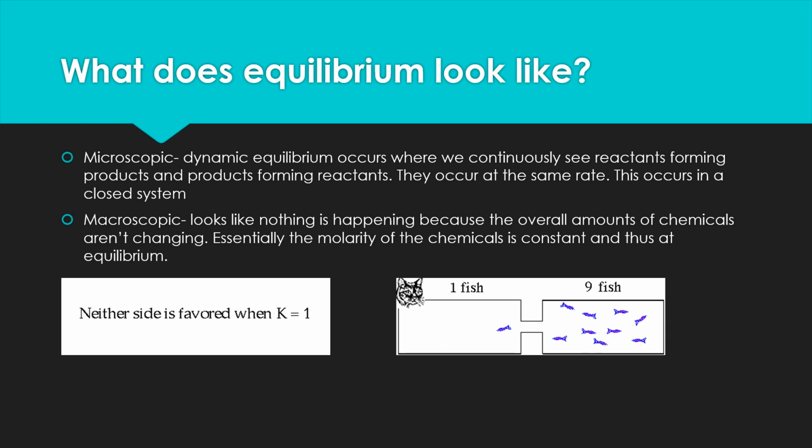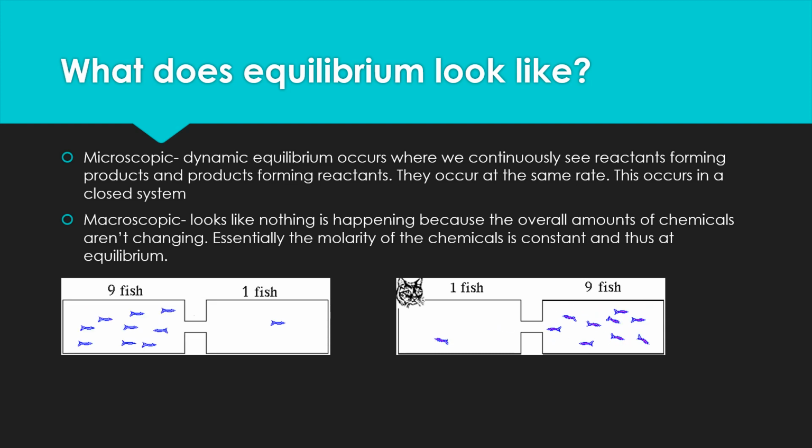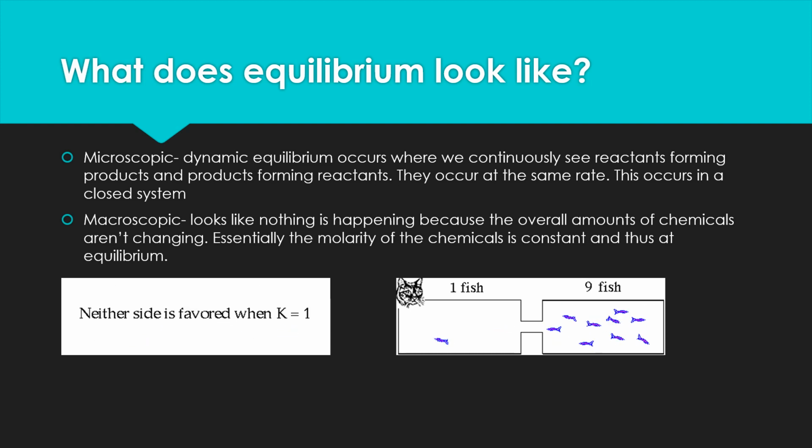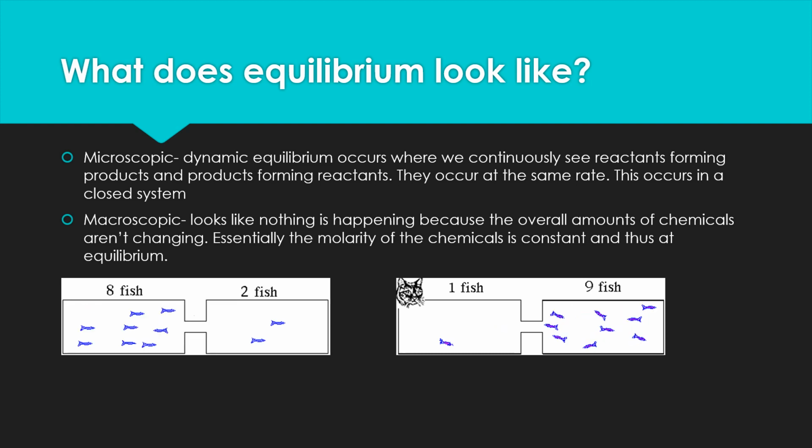Now, in the other picture, we can see there's a cat there. So the cat is scaring off the little fish. So in this one, we reach an equilibrium where only 1 fish occurs on the left side and 9 stay on the right side. So that's our new equilibrium.